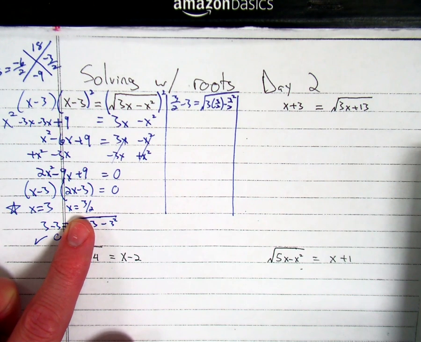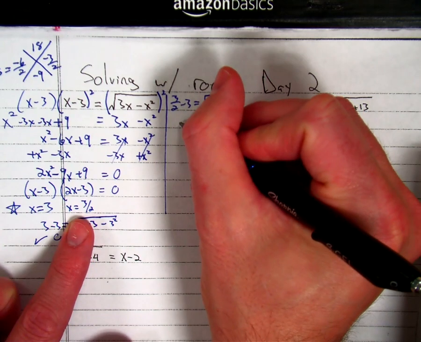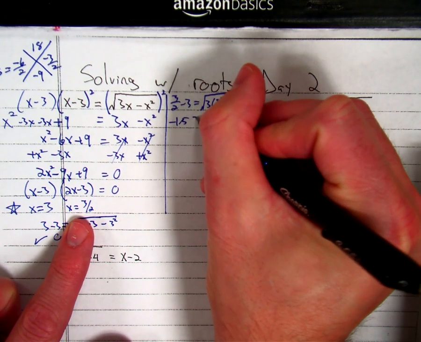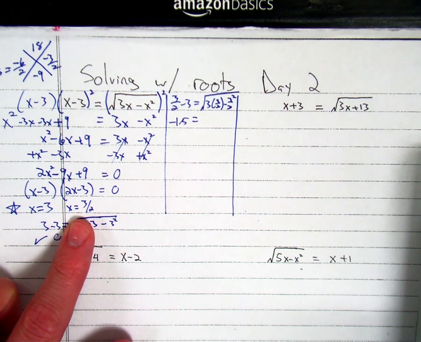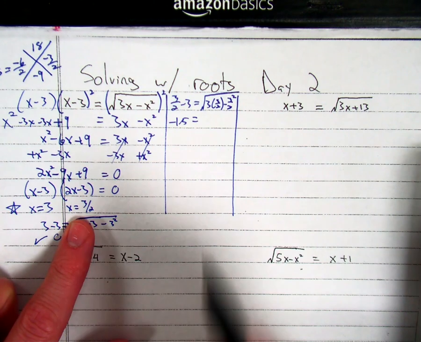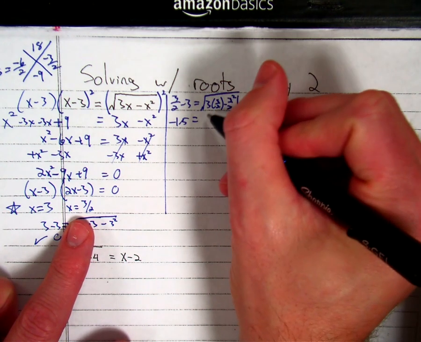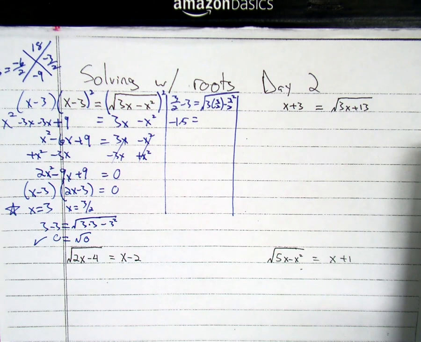Three halves minus 3. So right here we would have negative 1.5 equals a square root. Okay, and if you caught that, you could stop it right away and say, nope, square roots don't come out negative. And you could say that.